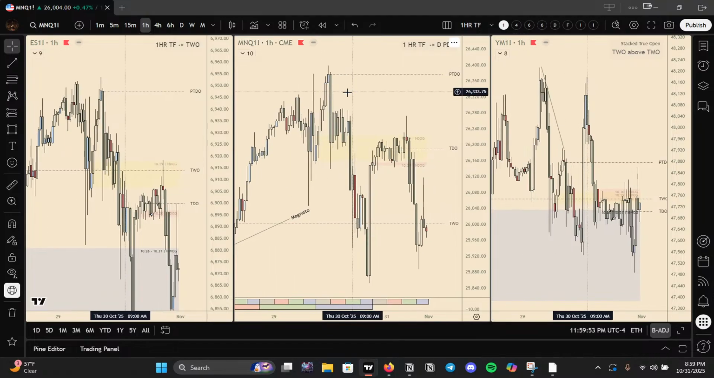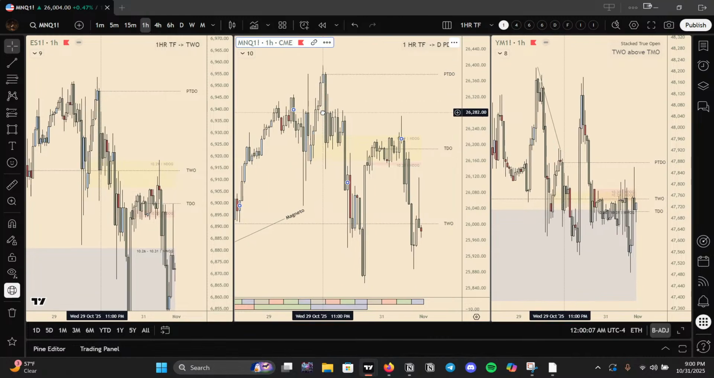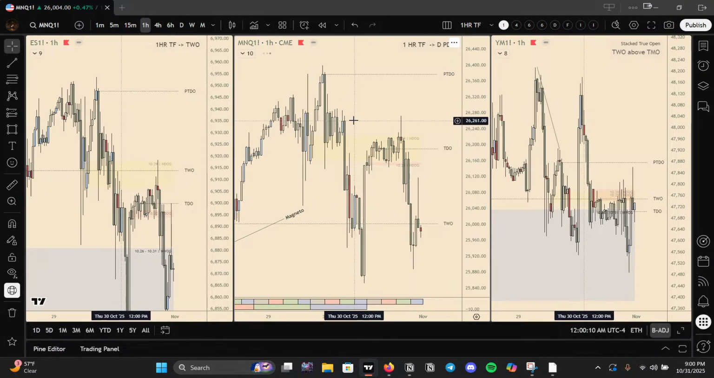So weekly cycle sequential SMT. What else? We also had the daily cycle being taken out. So a two-stage sequential SMT. Also, I don't think there was a lower time frame. Maybe there was Q3. I thought there was a daily. Pretty sure there was a daily sequential SMT in here too. Yeah, there was, right here.